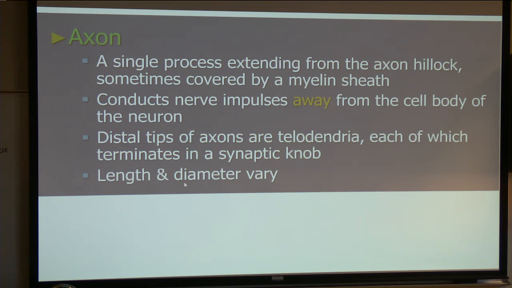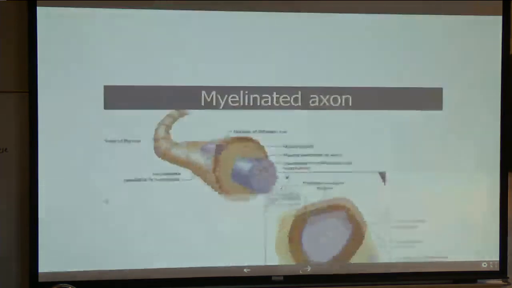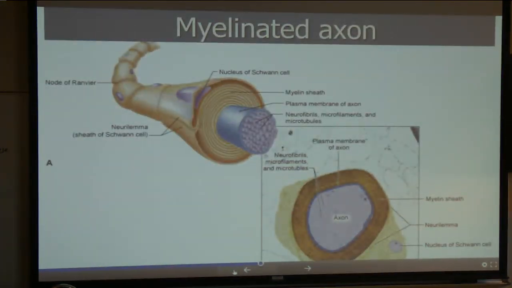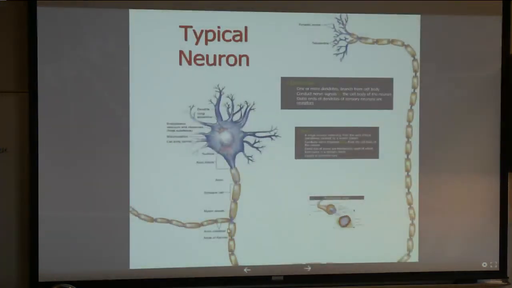Length and diameter vary, so some are really long and some are super short. It just kind of depends on which axon we're looking at, and of course diameter can vary if they're myelinated or not, and again, thicker is quicker, so if they have the myelination, they're pretty thick. So here we're looking at that myelination, but I want to go back to this picture.